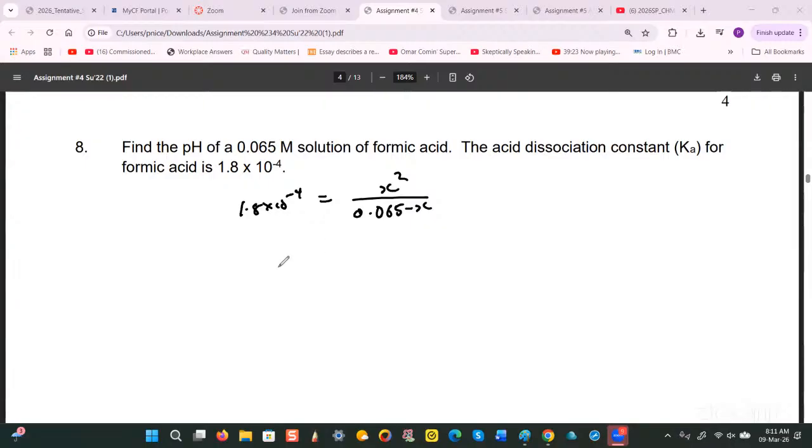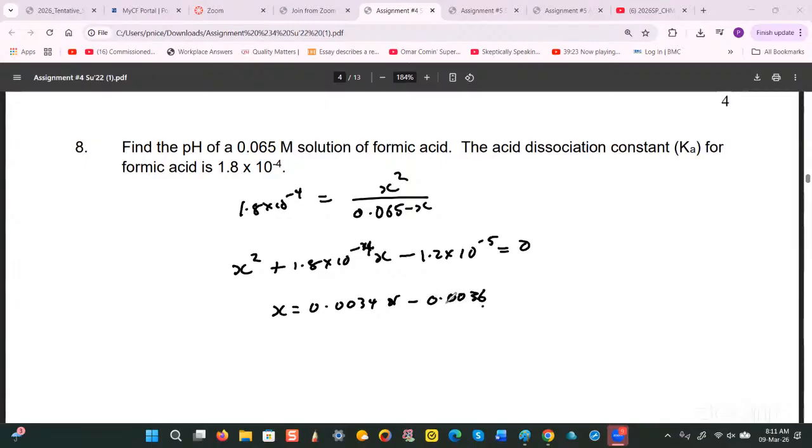I'm just going to skip a couple of steps here and get to the actual quadratic equation, which turns out to be x squared plus 1.8 times 10 to the minus 4 x minus 1.2 times 10 to the minus 5 equals 0. And then when you solve for x, you get two possible values. One of them would be 0.0034, and the other one would be minus 0.0036.